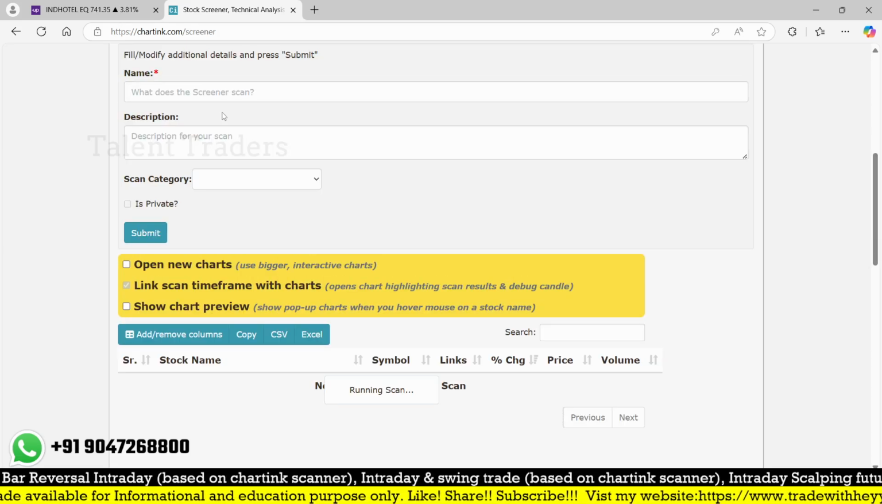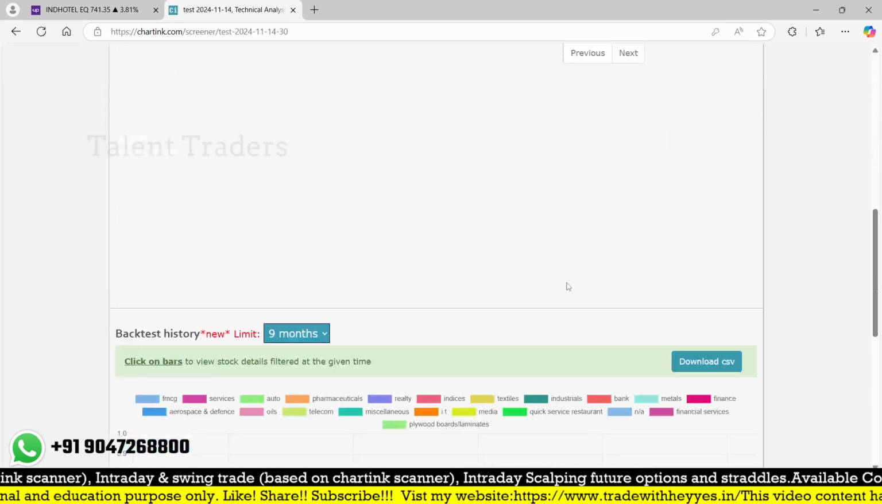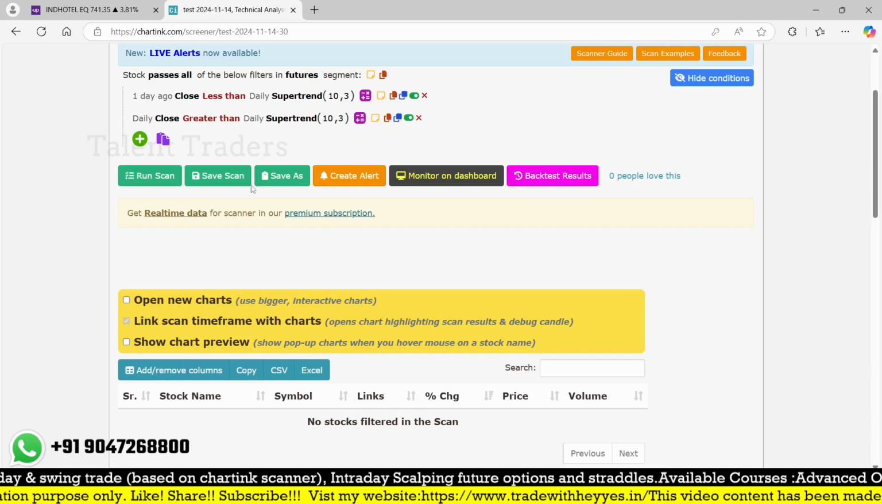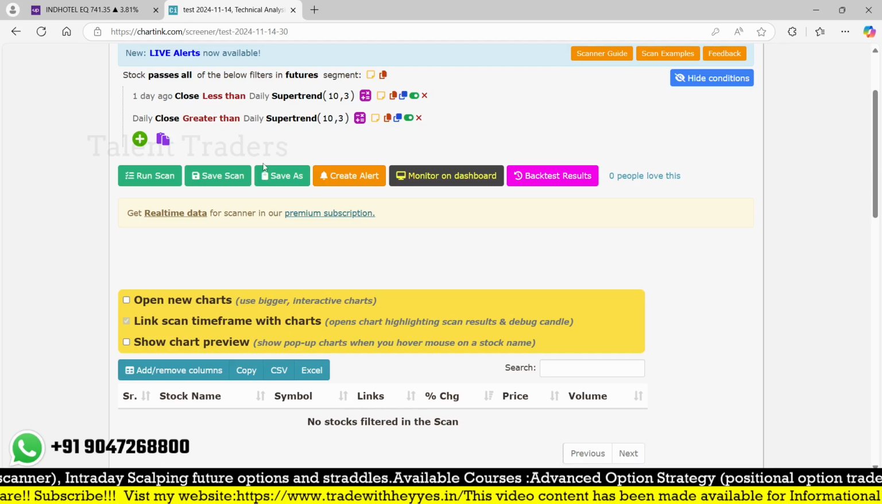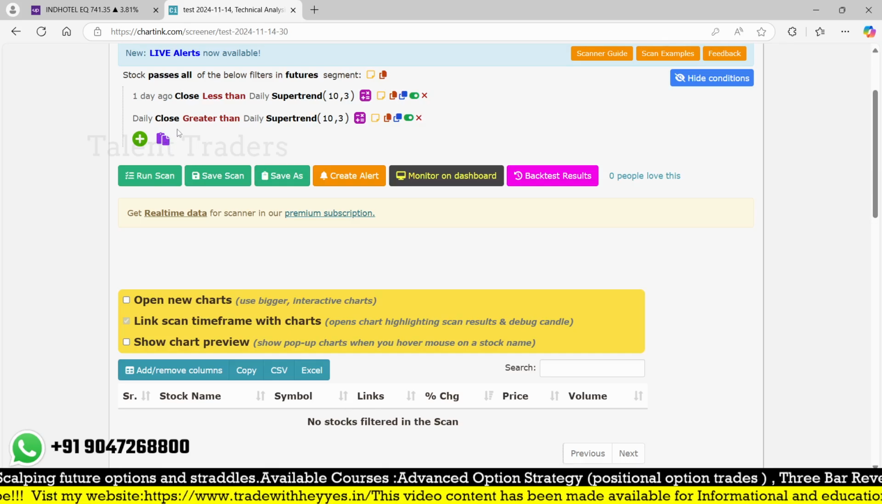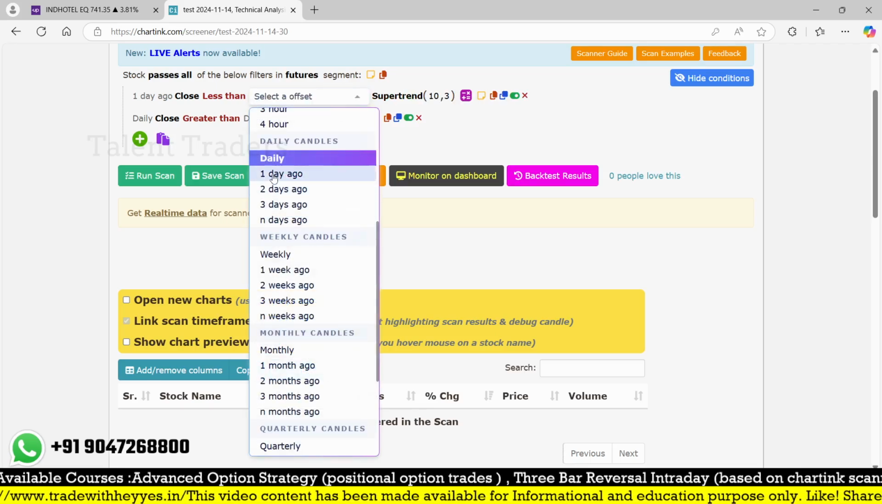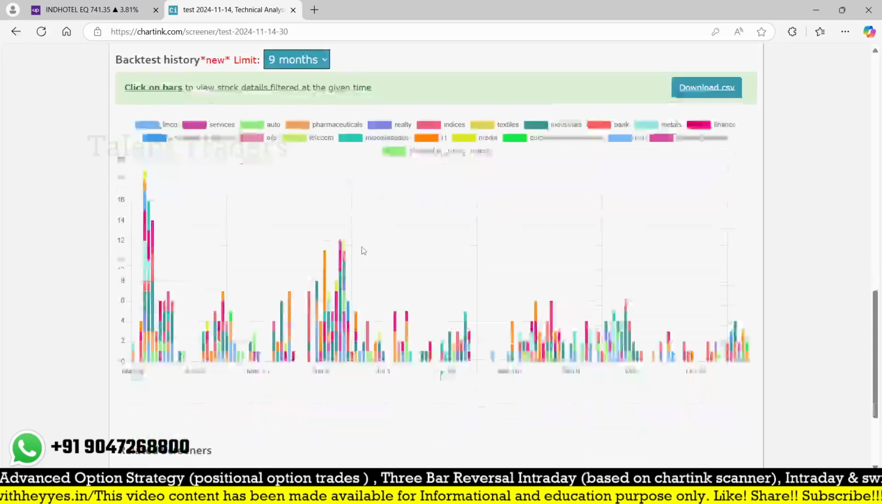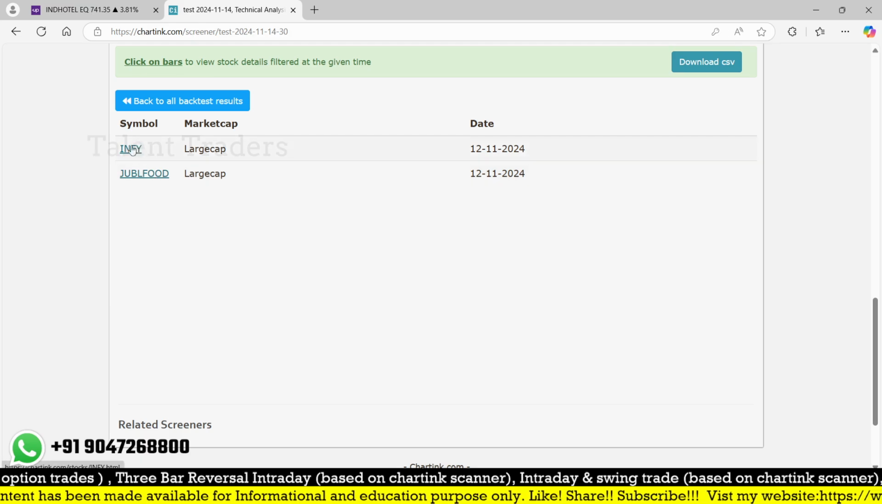Save the scan to see the backtest report. I'm saving the scan, and I can see the backtest report. One day ago close less than the Supertrend 10,3, and daily close greater than the Supertrend. Here, one thing: one day ago. Then it will show you. Okay, hope you got it. I think on November 12th, we have Jubilant Food and Infosys.